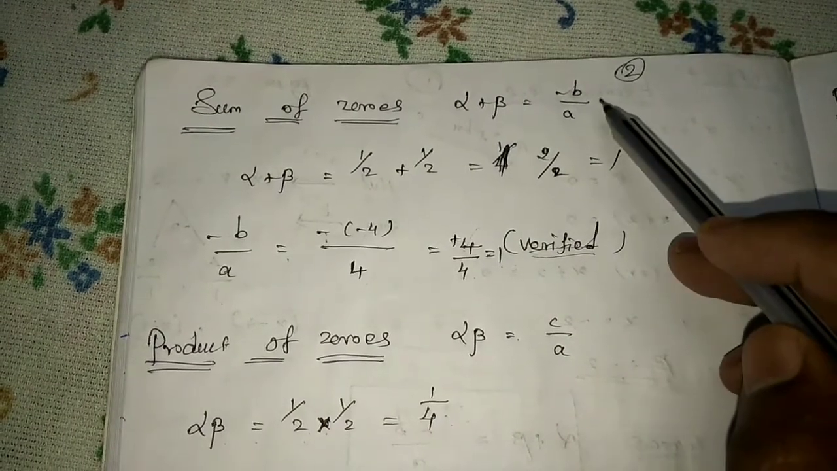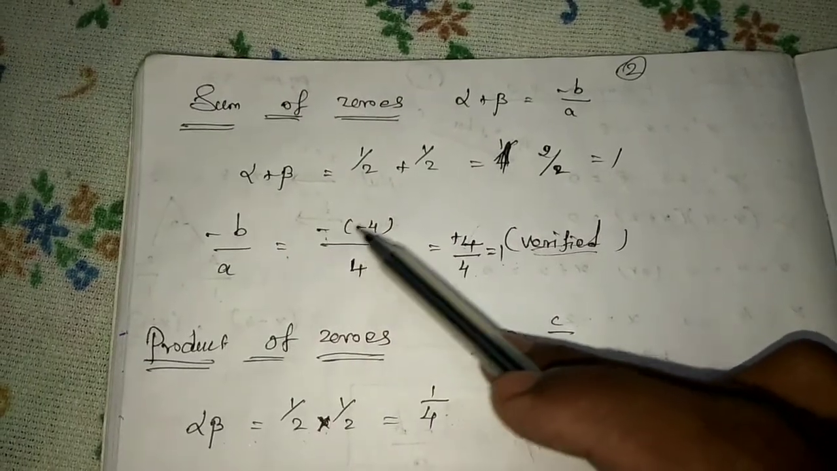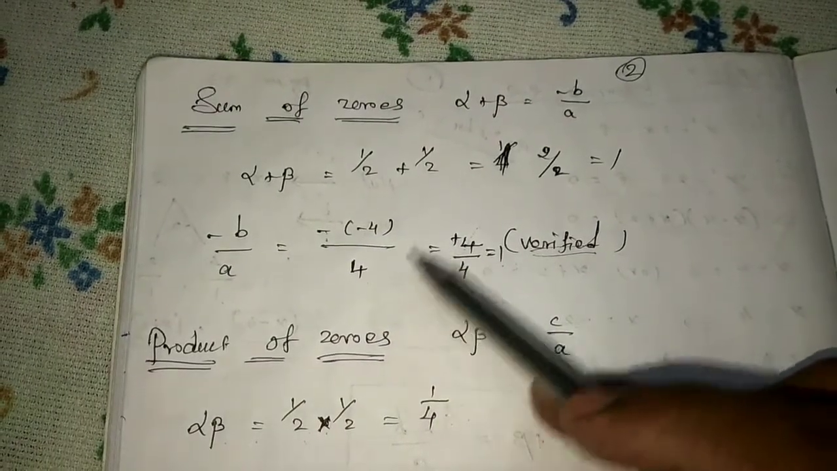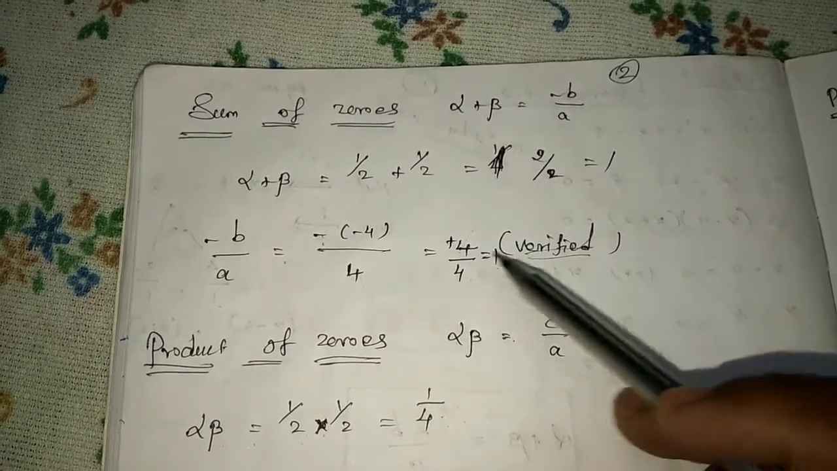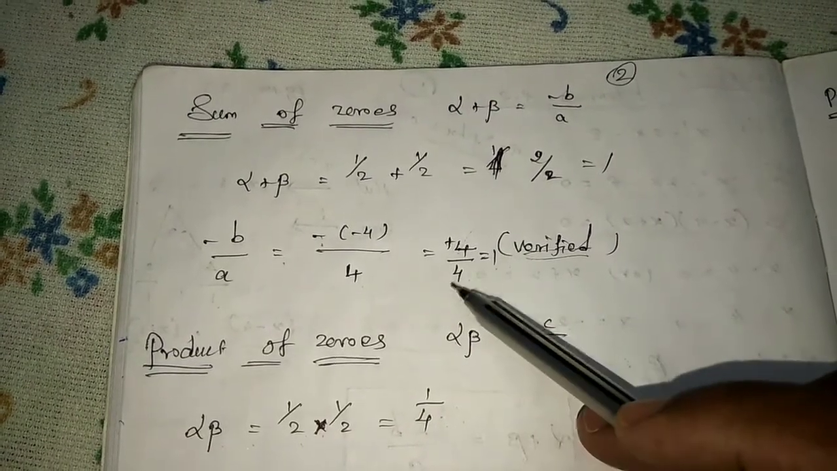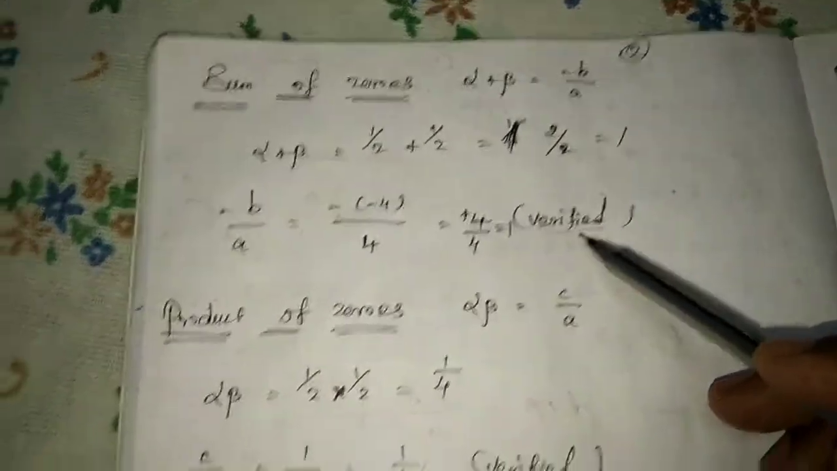Right? Now you can take the right hand side, minus b by a. So minus b by a is equal to minus of minus 4 by 4, which is equal to minus into minus plus. Here the same 4 cancel, 4 4s are 1. So 1. Now both values are 1, so verified.